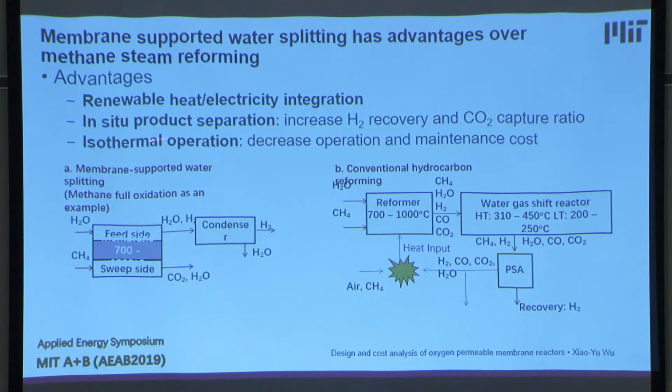First of all, we can integrate renewable heat and electricity, which I will talk about later in our presentation. The second advantage is that it enables in situ separation of hydrogen and other products. That means we can increase the hydrogen recovery as well as the CO2 capture ratio. Also, we only have one reactor and it's isothermal operation. That means that the operation as well as the maintenance cost of our process is much lower than the conventional methane reforming.